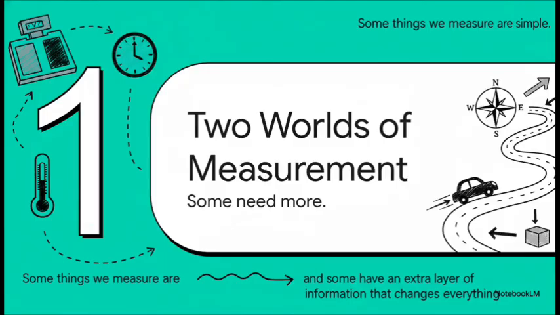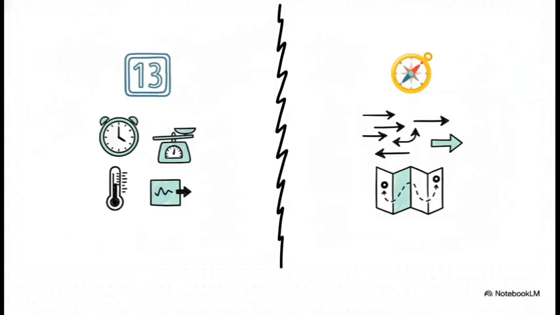Everything really boils down to this one simple split. You've got your basic measurements on one side, and on the other, you've got these measurements that carry this extra piece of info, an extra layer that totally changes the game. And this is that big divide we're talking about. On one side, all you need is a number, right? Just the size of something, what we call its magnitude. But on the other side, that number is only half the picture. You absolutely have to know its direction too, or the information is pretty much worthless.